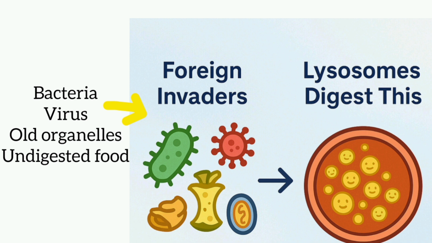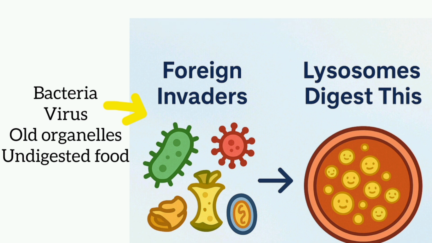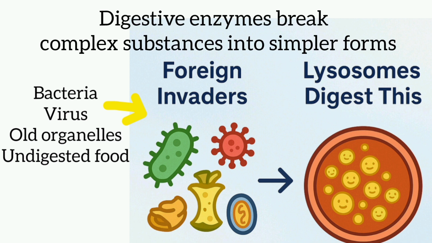For example, if a bacteria enters the cell, the lysosome captures it and digests it like a warrior defeating an enemy. And the lysosomes do all these things with the help of the digestive enzymes present inside them. And these enzymes inside the lysosomes are made by the cell organelle endoplasmic reticulum. The digestive enzymes inside the lysosomes are given by whom? The endoplasmic reticulum. And these enzymes break down complex substances into simpler ones so they can be reused or thrown away.